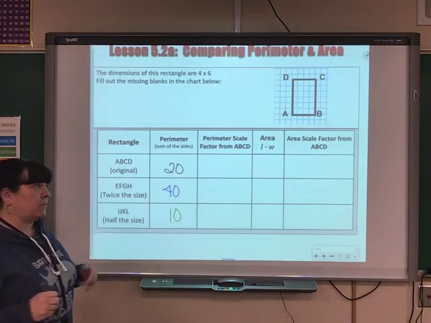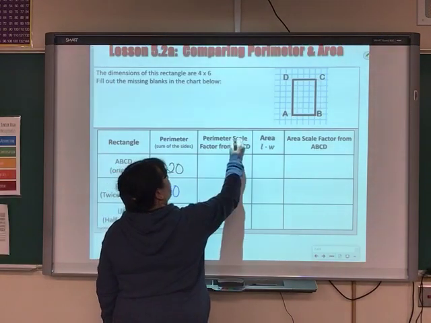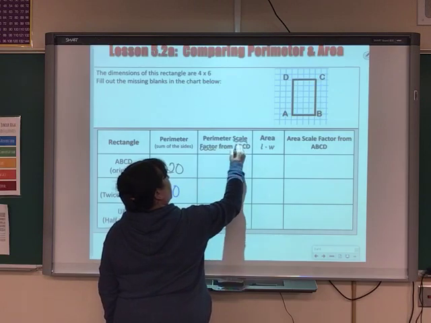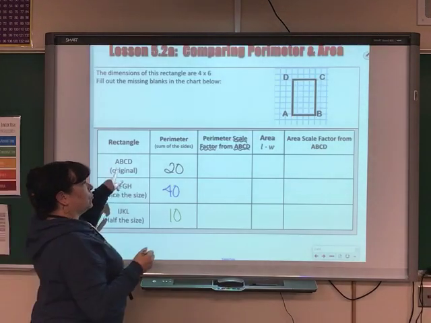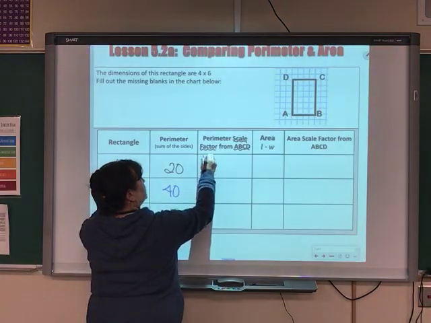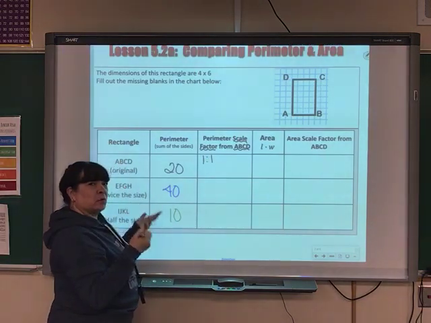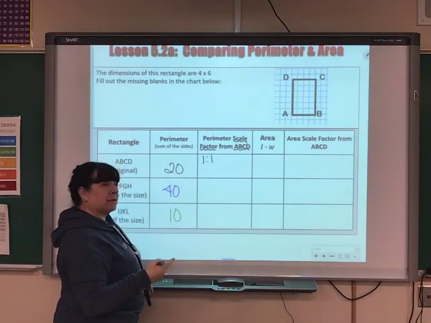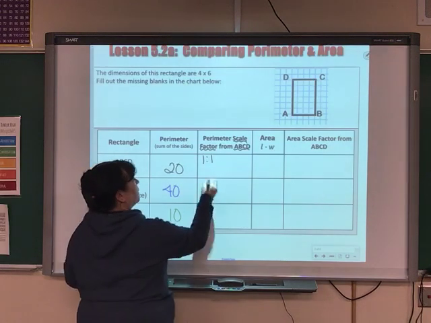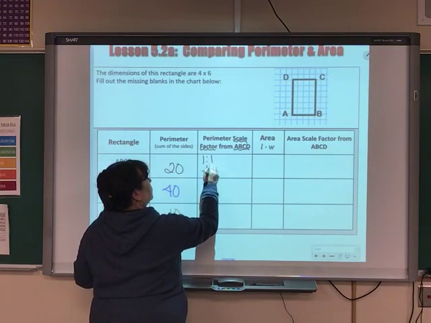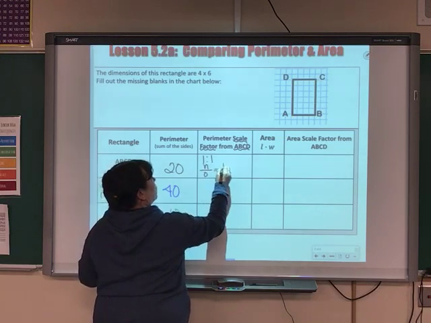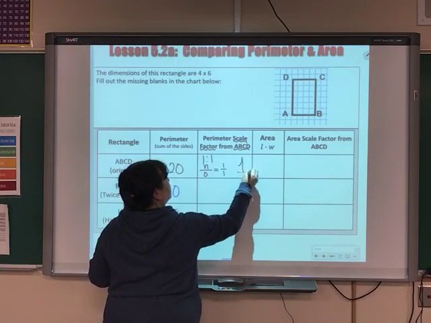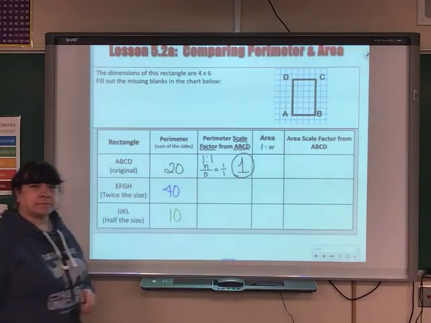Our scale factor, from A, B, C, D, if we look at it as a ratio, well, we're talking about the original to the new is 1 to 1. If we talk about it as a ratio in fraction form, we're going to put the new over the original, but here is still 1 to 1. So our scale factor is 1.